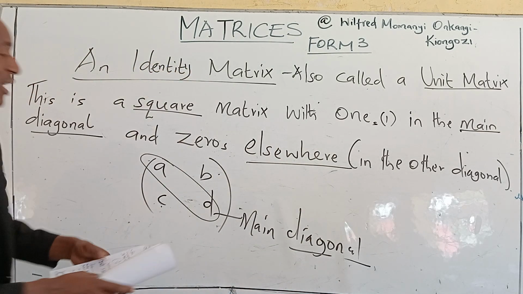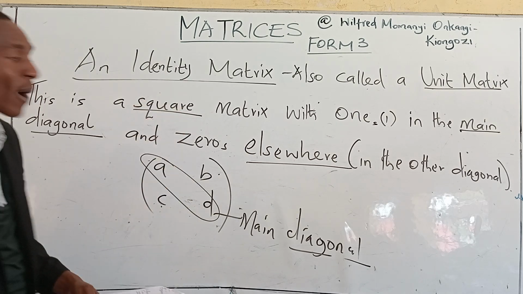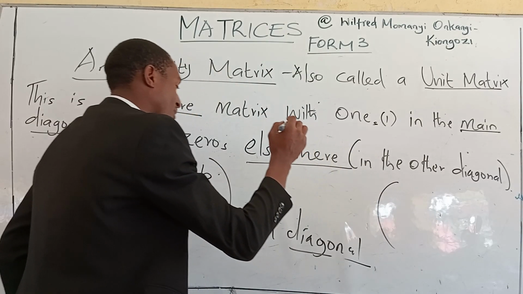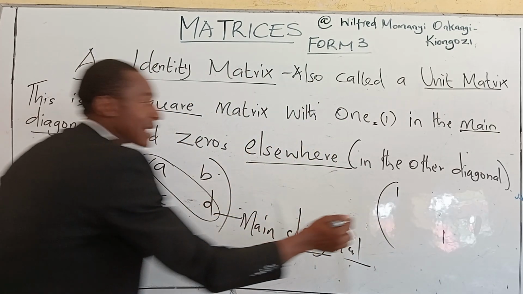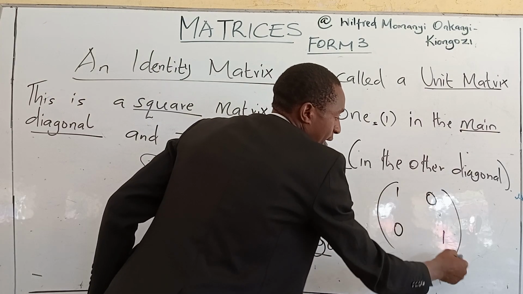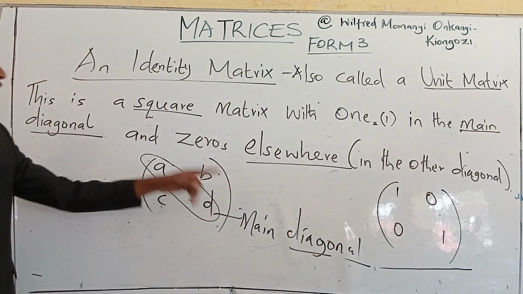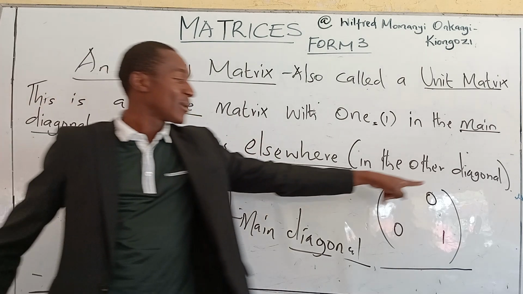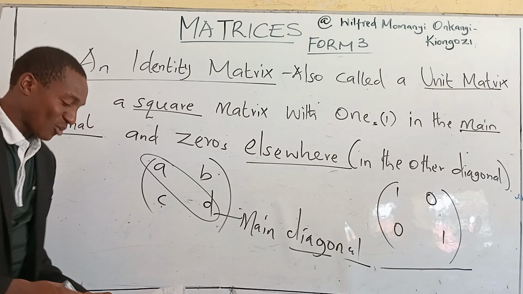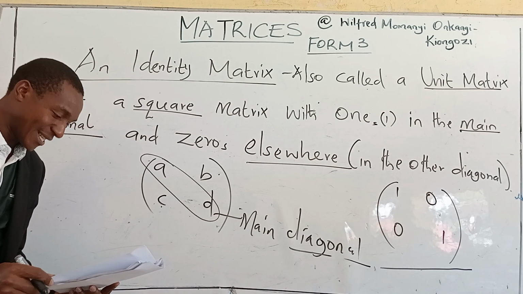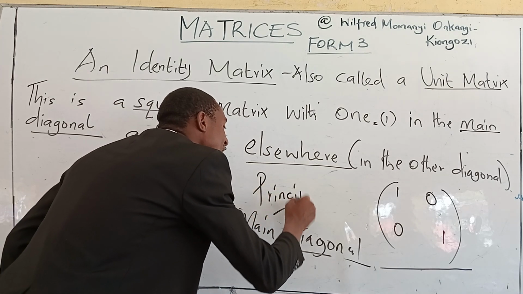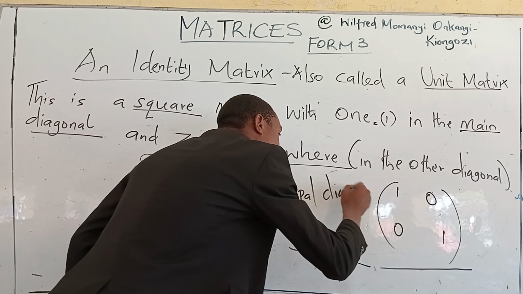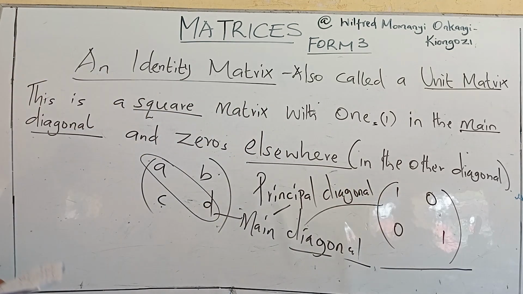So an identity matrix or a unit matrix will have 1 at the position of A, and of course another 1 at D. Then the other elements are zeros. 0 here, 0 here. This is a 2 by 2 matrix, which is a square matrix, 2 rows, 2 columns. So that is what we call an identity matrix. The main diagonal can also be called the principal diagonal.